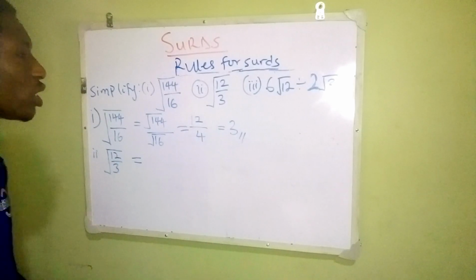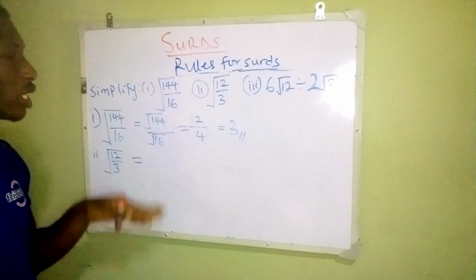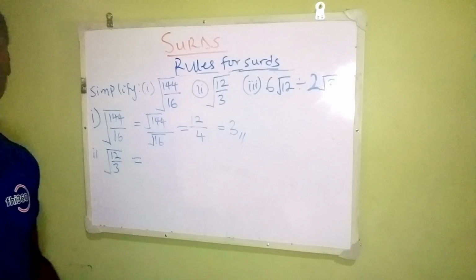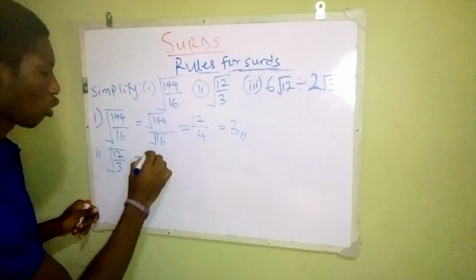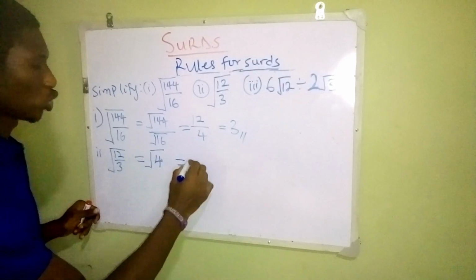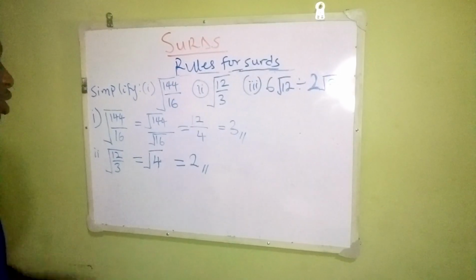So what it therefore means is it is not at every given point that you have to split them in order to find the square root. You can actually divide them here if they are divisible. So 12 divided by 3 is what? 4. And square root of 4 will be what? 2. And this will be my final answer.